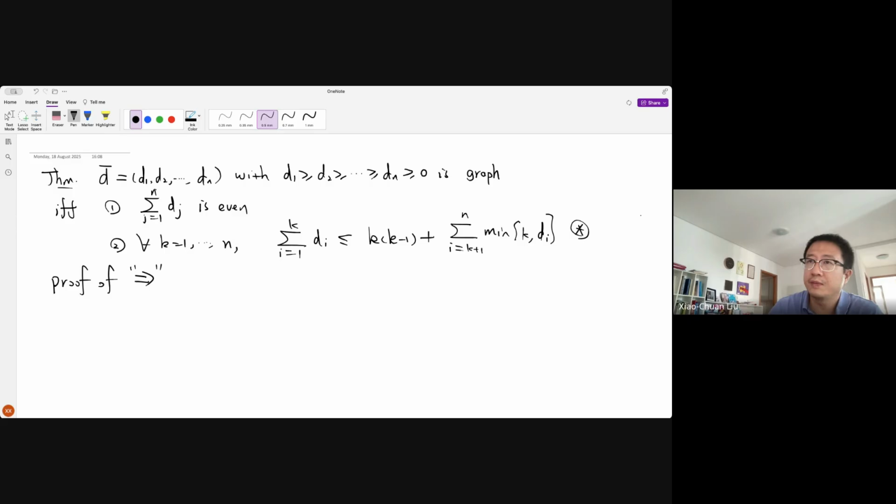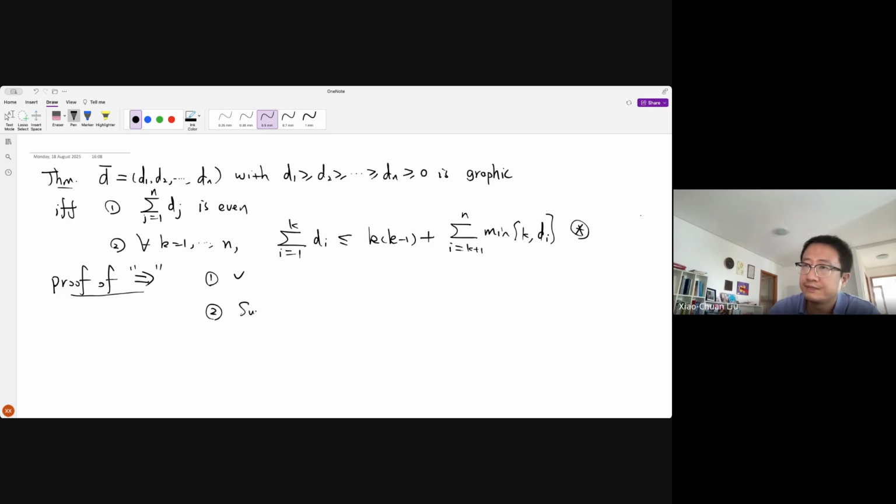So suppose this sequence is graphic, meaning that there is an actual graph with this sequence. So we verify that this sequence satisfies 1 and 2. 1 is clear, we already proved it. So we have to show this kind of inequality. I want to use this proof to explain how this inequality comes out, why you have such a strange inequality.